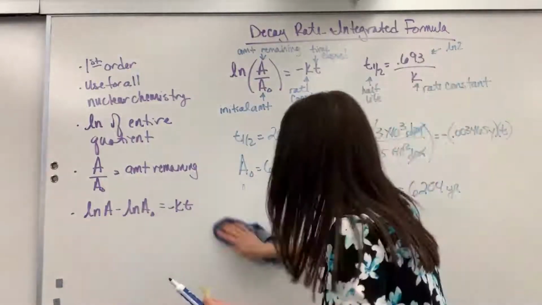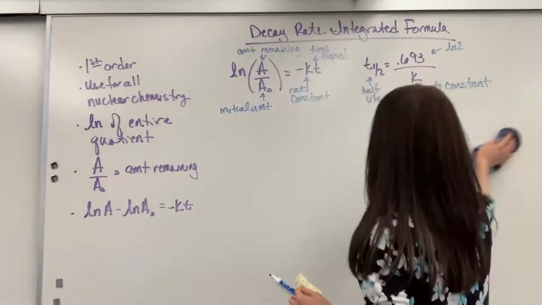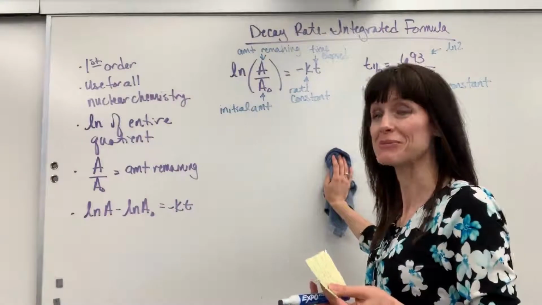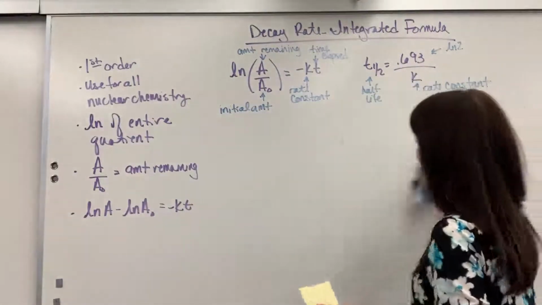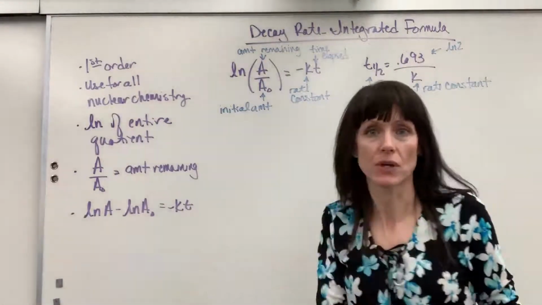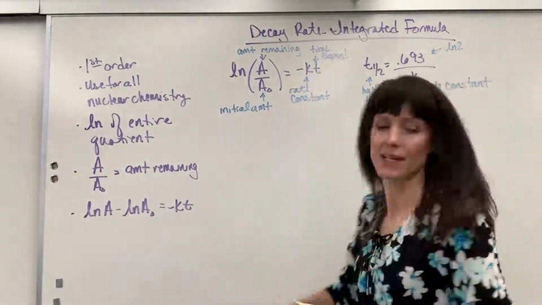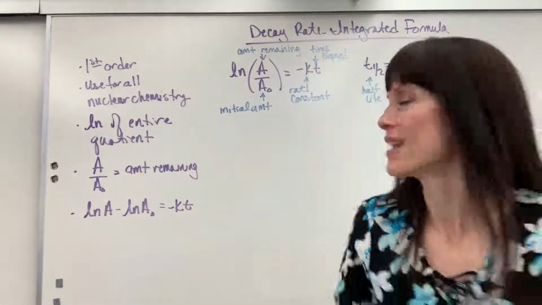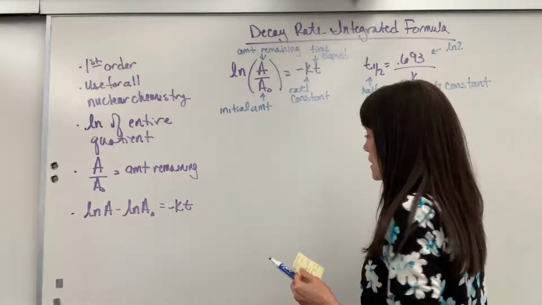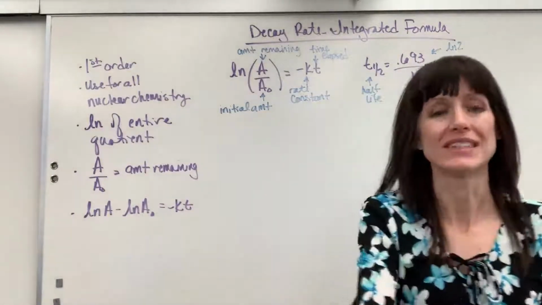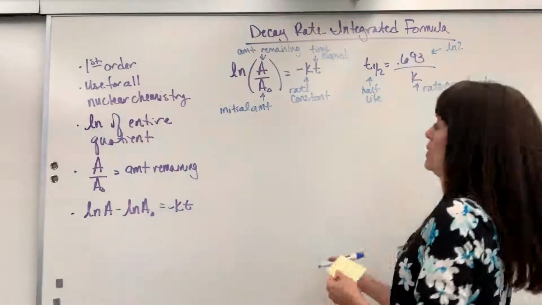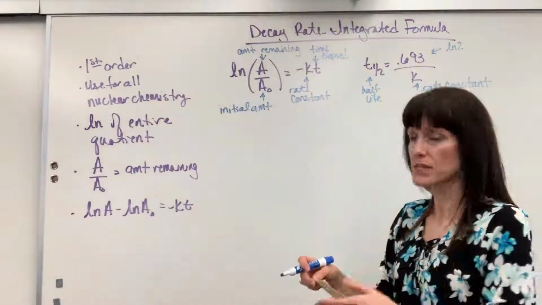Now, another way that they could give this to you is they could say 90% was consumed. They could say 90% of the sample is consumed. So you think, well, what's left over? Because this quotient is always the amount remaining. So if they consume 90%, you're like, oh, that means I have 10% left over. So they're telling us that we have 10% remaining.